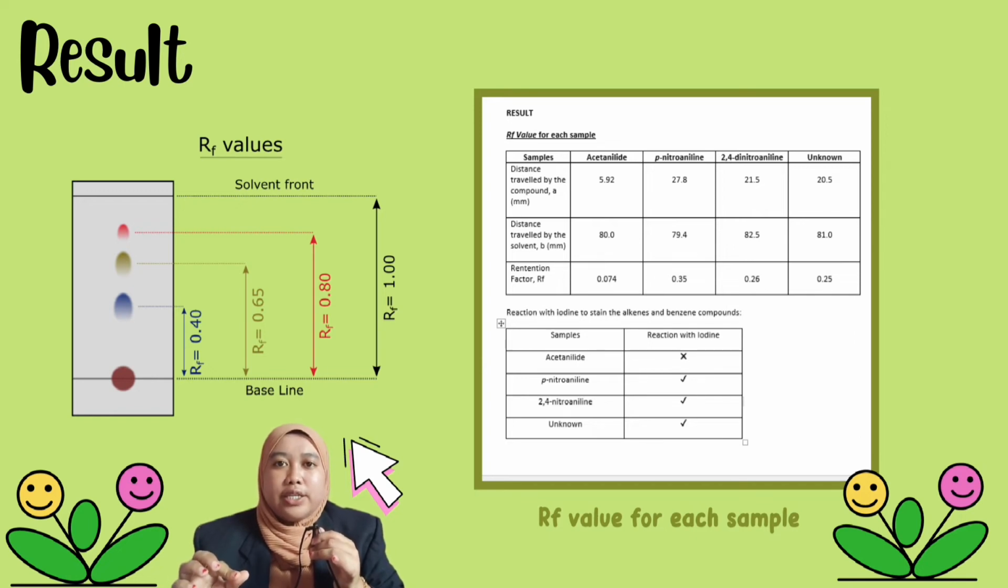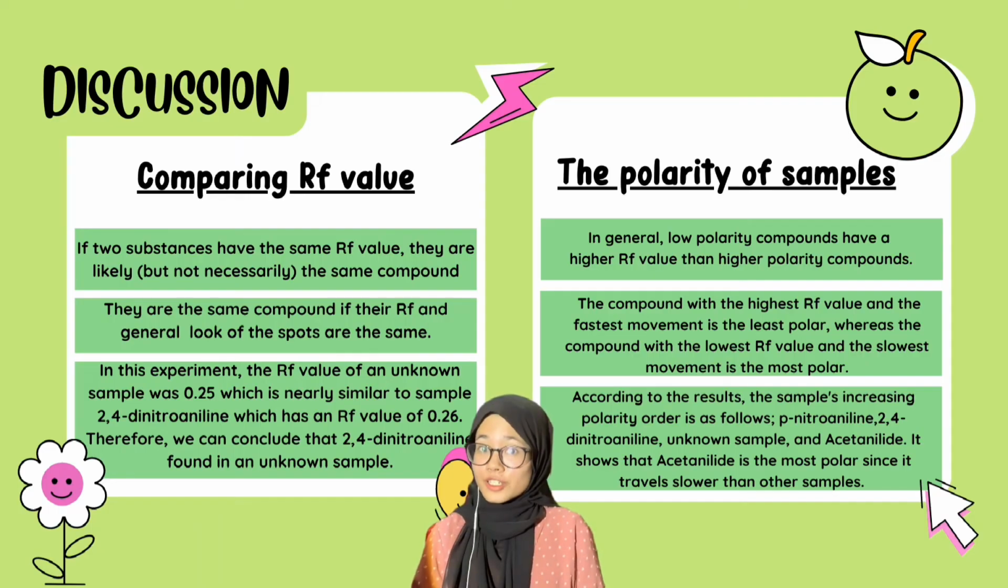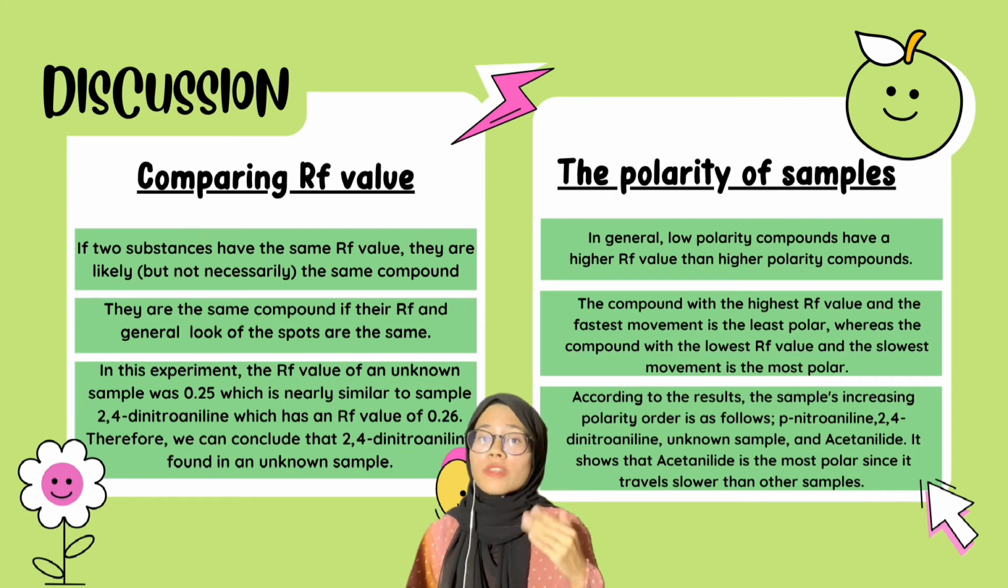Last is the unknown sample. The distance traveled by the compound is 20.5, the distance traveled by the solvent is 81, and the retention factor is 0.25. In general, low polarity compounds have a higher RF value than higher polarity compounds. The compound with the highest RF value and the fastest movement is the least polar, whereas the compound with the lowest RF value and the slowest movement is the most polar.